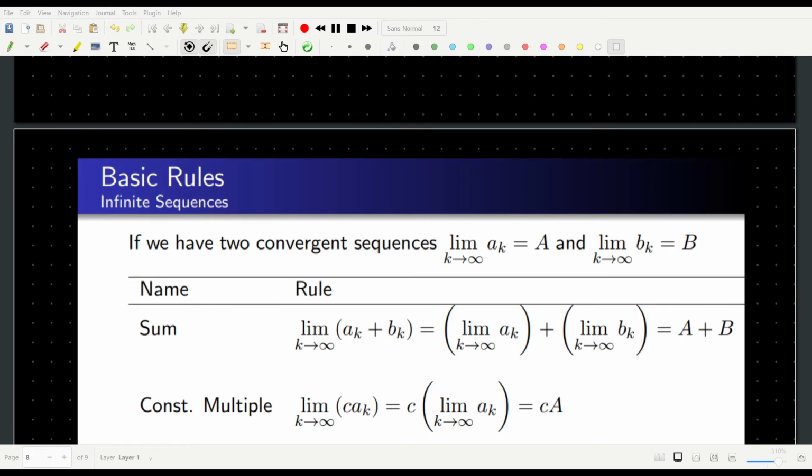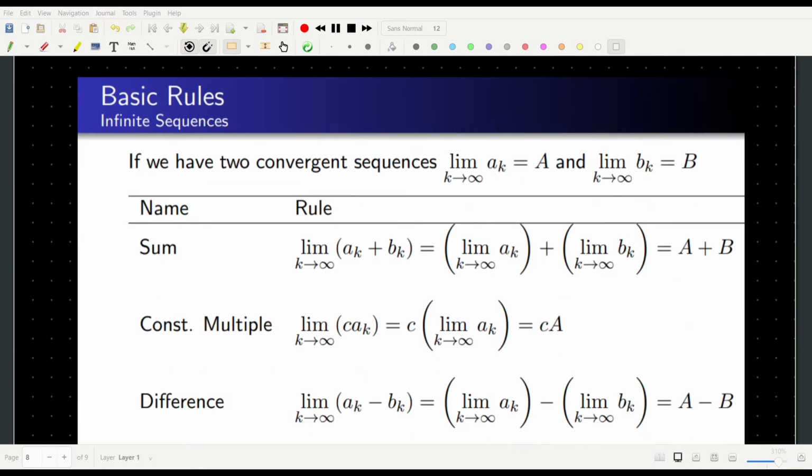We also have a constant multiple rule, which says that the limit of a constant times a_k will be the constant times that limit, or c times A. We have a difference rule, which is pretty much the same thing as the sum rule, just with a negative sign. The limit of a_k minus b_k will always be the limit of a_k minus the limit of b_k, which is just A minus B.